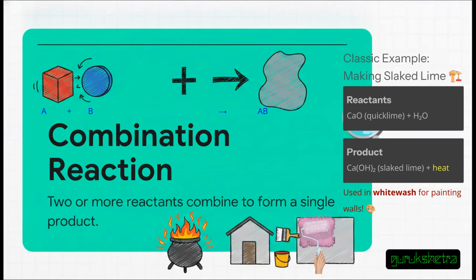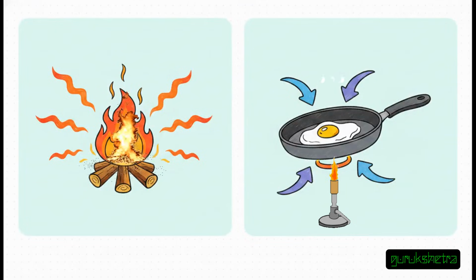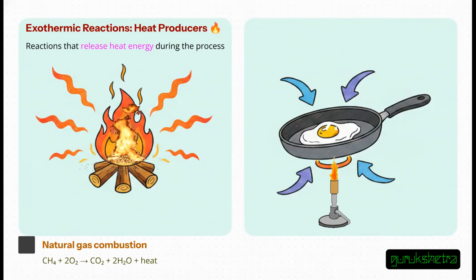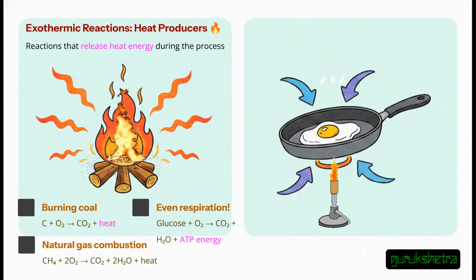Since that slaked lime reaction released so much heat, it brings us to a massive distinction you absolutely have to know: exothermic versus endothermic reactions. On the left, exothermic reactions are your heat producers. Energy is literally exiting the system. Natural gas combustion, burning coal, and even your own bodily respiration, where glucose meets oxygen to give you ATP energy, those are all exothermic. Now, on the right, we have endothermic reactions, the heat absorbers.